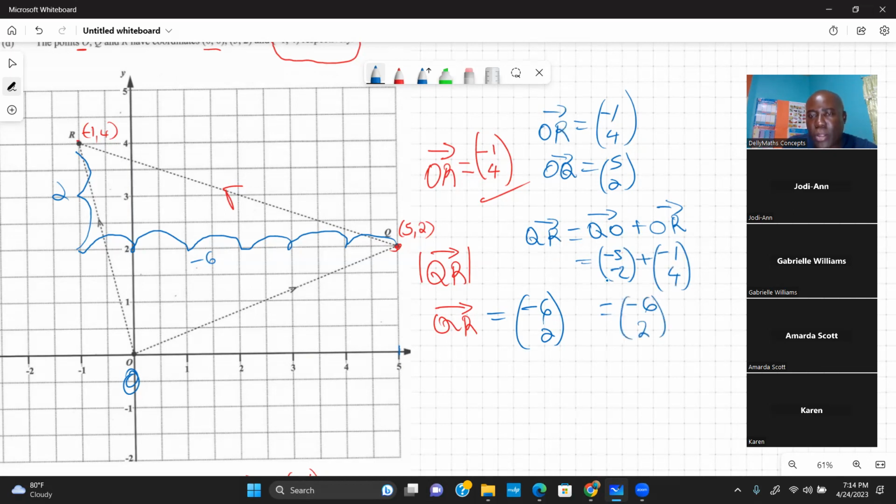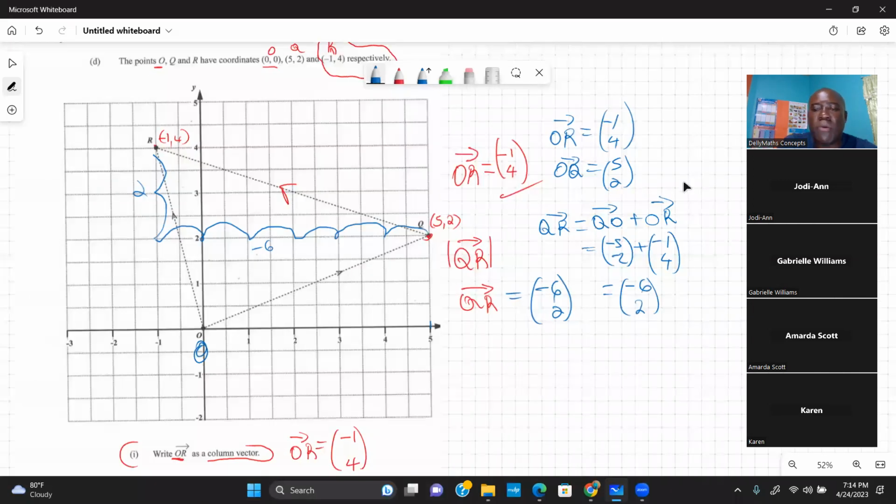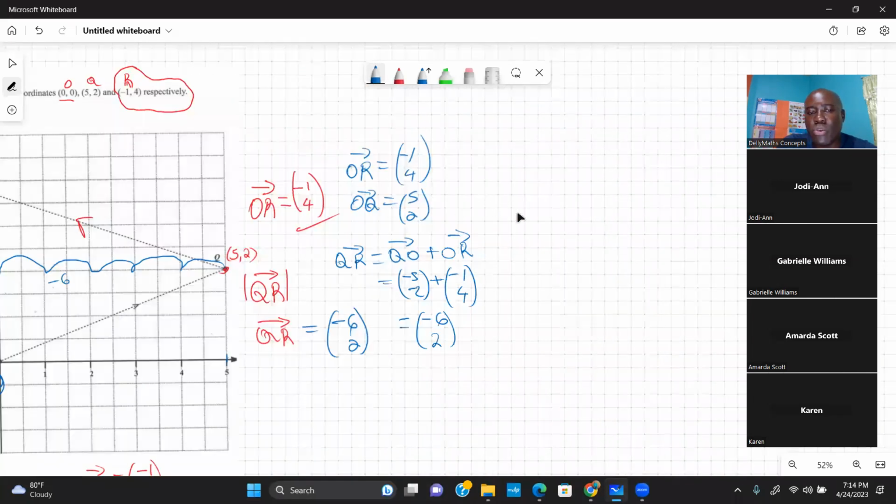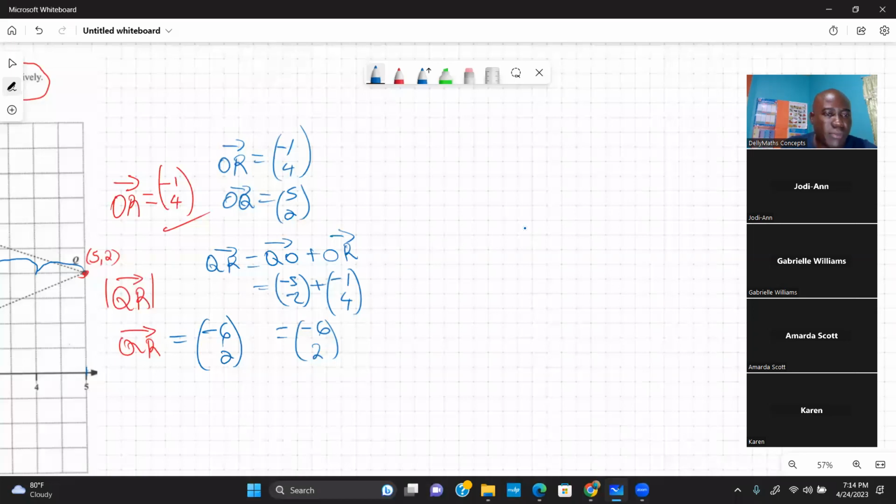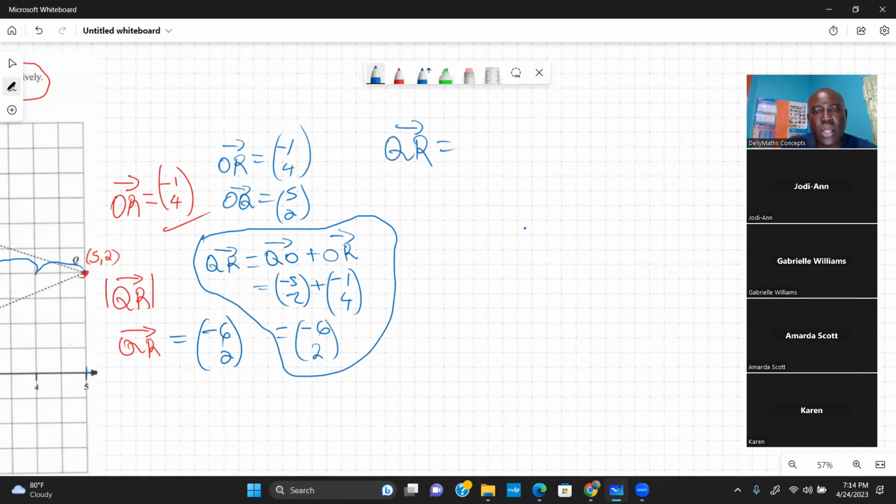And get this, say, all right, good. And now remember, we learned 3 ways. So I'm going to do the 3rd way, and then we'll move on. So now you could have done the counting, or you could have done this. All right. Or lastly, you could have said QR is going to equal OR minus OQ.